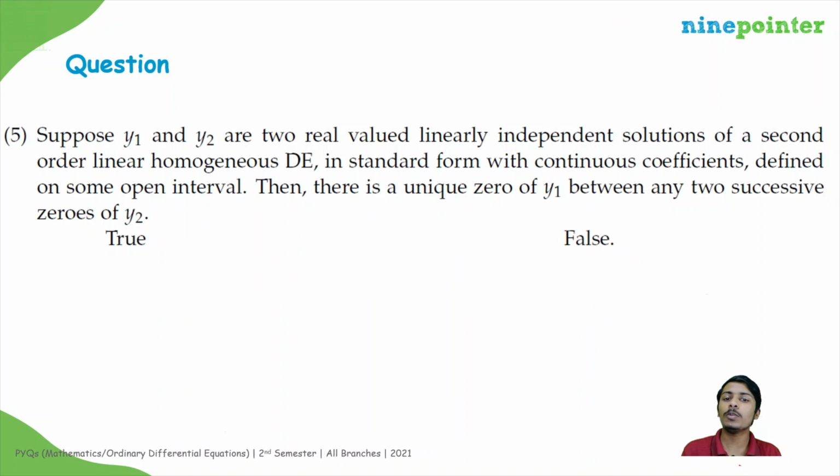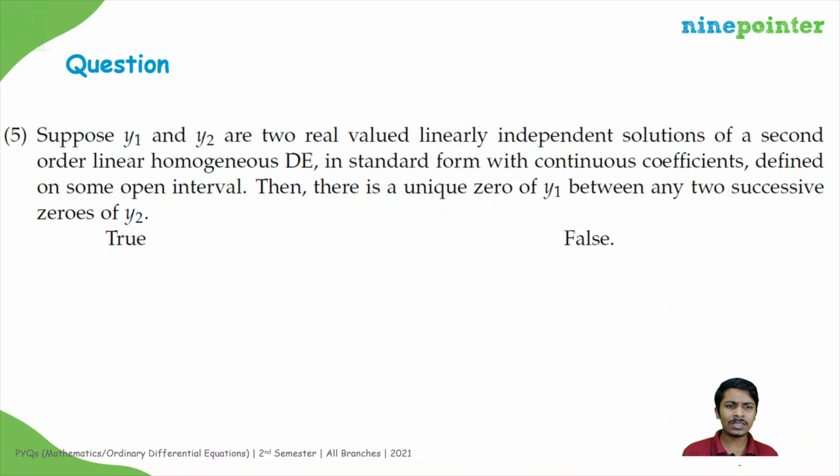Now we will go to the second question. Suppose y1 and y2 are two real valued linearly independent solutions of a second order linear homogeneous differential equation in standard form with continuous coefficients defined on some open interval. Then there is a unique zero of y1 between any two successive zeros of y2. We have to select whether this statement is true or false.